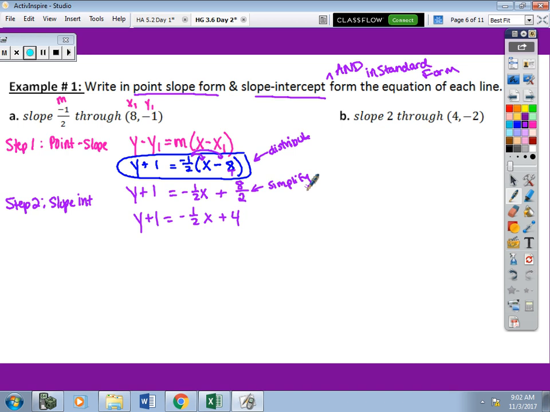Then the last step is to get y isolated so that it's in the form y equals mx plus b. So I'm going to use inverse operations. I see a plus 1. I know the inverse is to subtract 1. So I will get y equals negative 1/2 x, and 4 minus 1 is a positive 3. Box that. That's answer number 2.